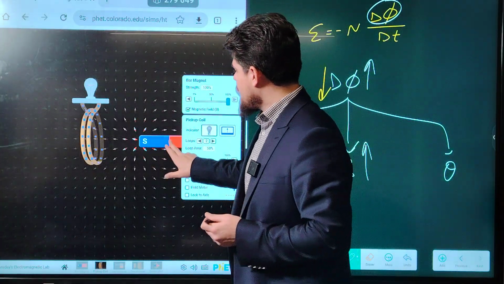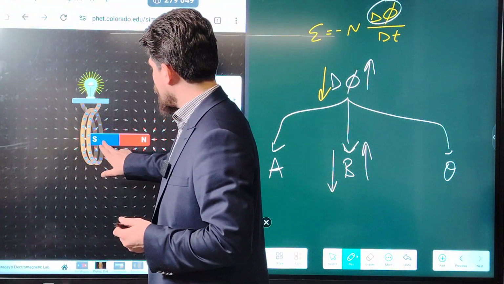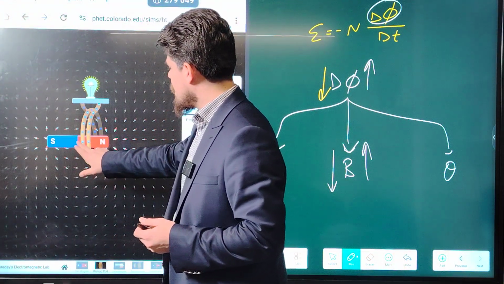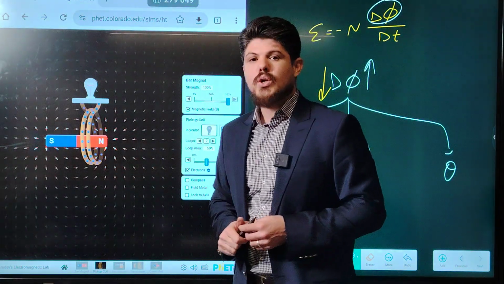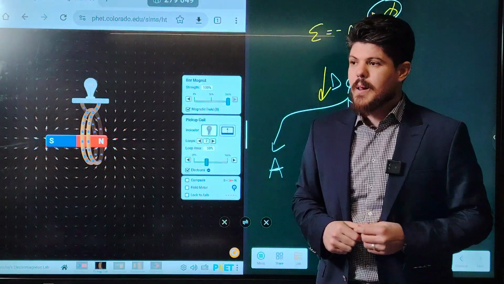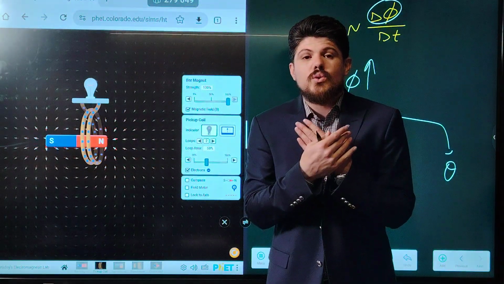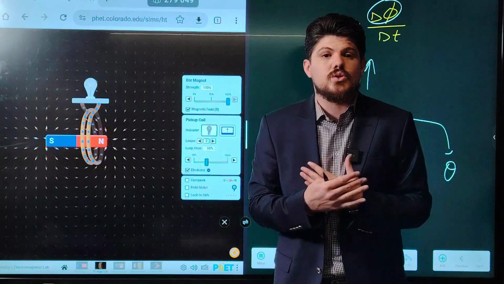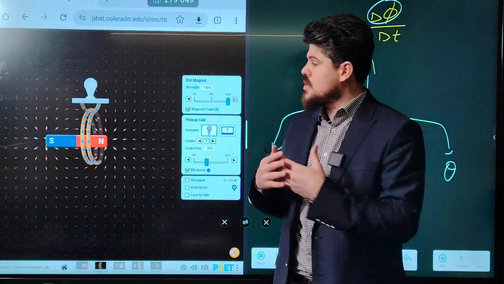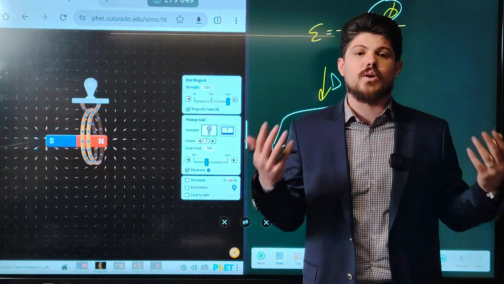Okay? For example, if we set the magnet into the coil, guys, look. Now, do we have induced current? No, we don't have. Why? Because there is no relative motion. There is no change in magnetic field, there is no change in area, and there is no change in orientation.